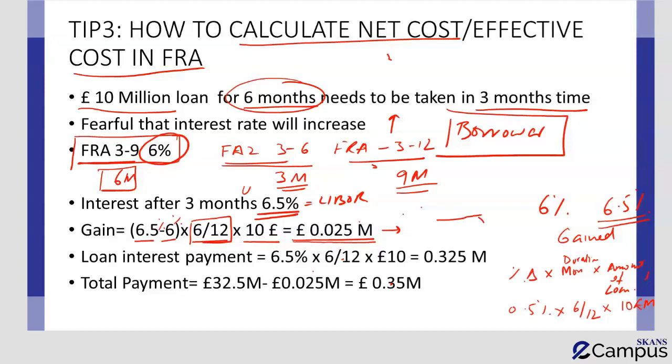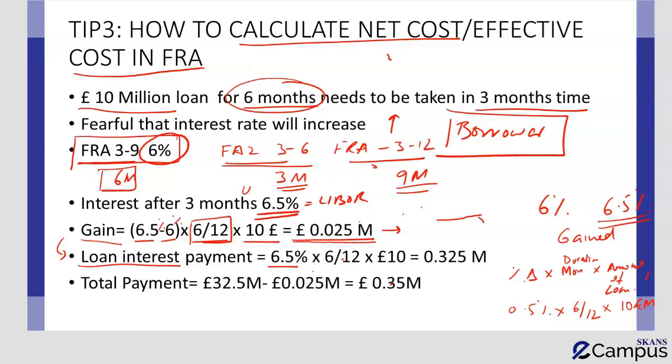Now when I talk about the loan interest payment, I have not actually executed the loan. At the point of 3 months, the lender and the borrower will settle the loan. So in essence, the gain that I will get from this contract of FRA is 0.025 million. Now I will enter the market and take up a loan at the actual amount, so the actual interest rate, which is 6.5%. So my loan in actuality will be initiated at 6.5%.